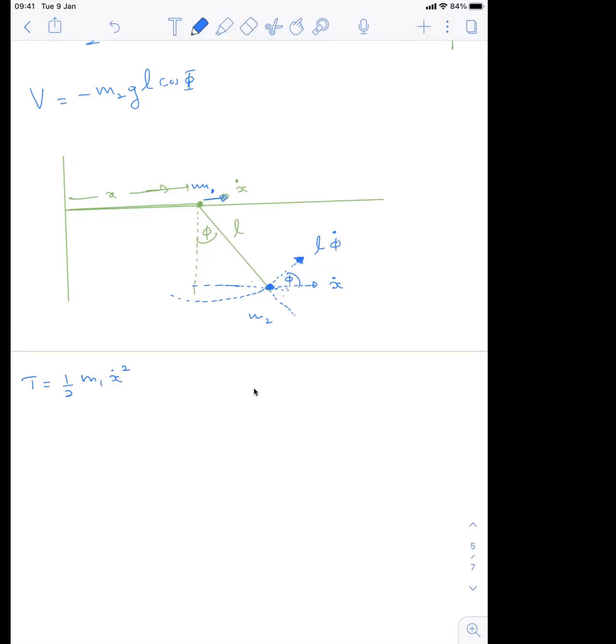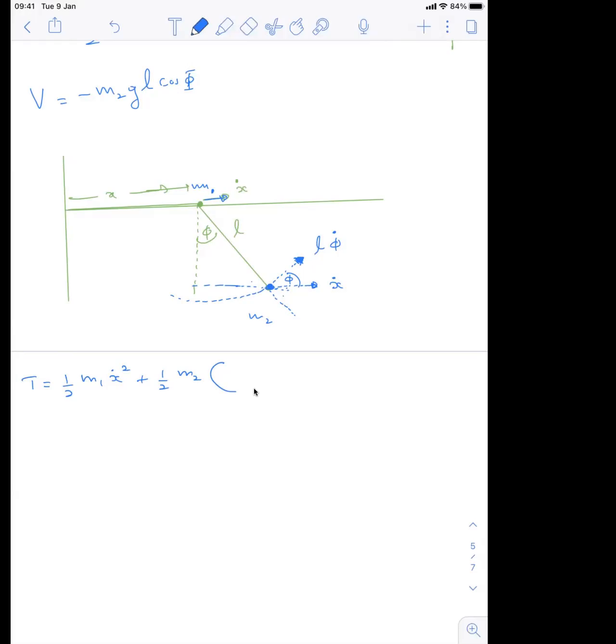How about the mass m2? Half m2, and then you have to figure out the velocity of the mass m2. Now you have two velocities, right? X dot is towards this direction, and then the L phi dot is towards that direction, right? You know that velocity is a vector. When you have two vectors that act with an angle of phi, you know this equation that you have probably learned in your A levels. When you have two vectors at an angle of phi, then you can write the resultant vector.